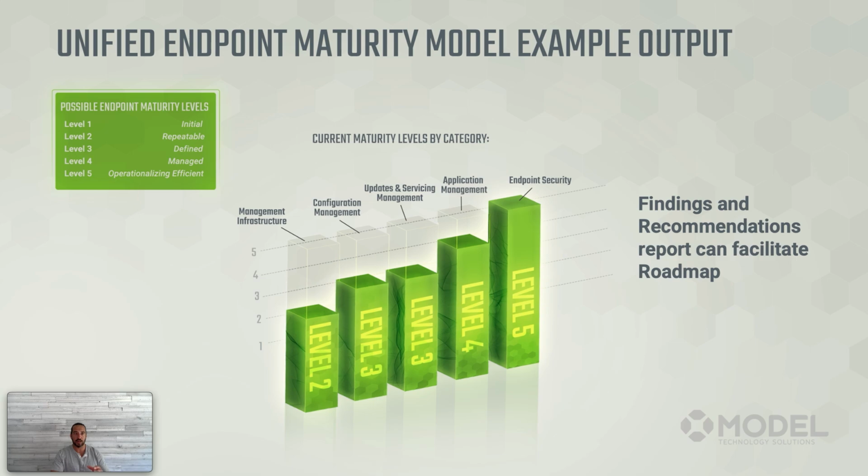This is an example of an endpoint maturity model output that would come from a findings and recommendations report that the roadmap can facilitate. So organizationally, we provide a roadmap assessment, and out of that comes these findings and recommendation reports. And if you notice, it's per category, so management infrastructure, configuration management, etc., by level. So that way you can see that if you spend some effort in this area, you'll be able to move your organization down the maturity model in this particular category.